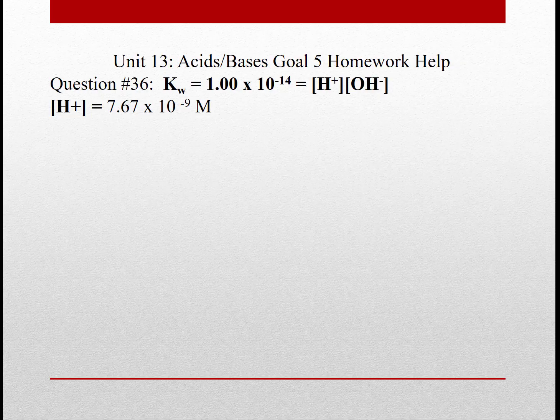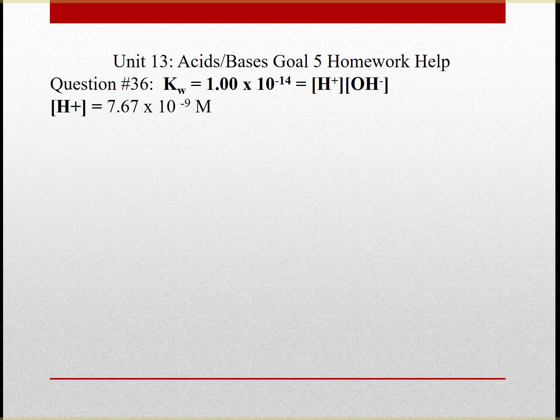In this video, we are going to go over some of the problems found under Goal 5 in your Unit 13 Acids and Bases unit. So let's first start with question number 36. Now in question number 36, they give us a formula. So Kw is equal to 1 times 10 to the minus 14, and that is equal to the concentration of the hydrogen ion times the concentration of the hydroxide ion.